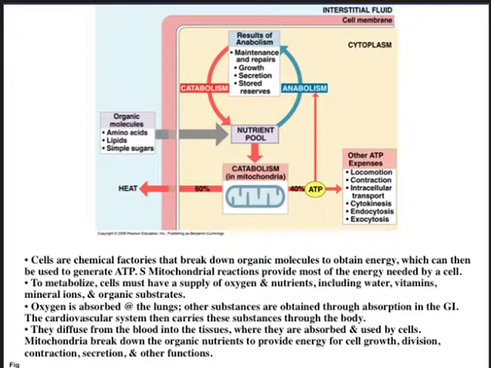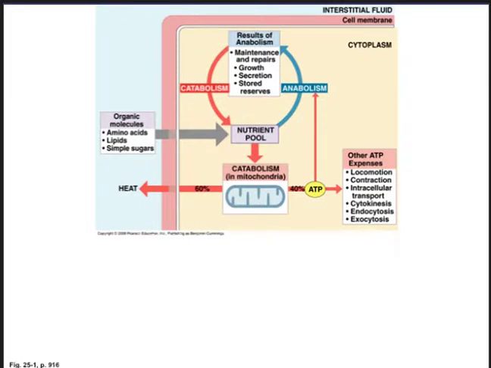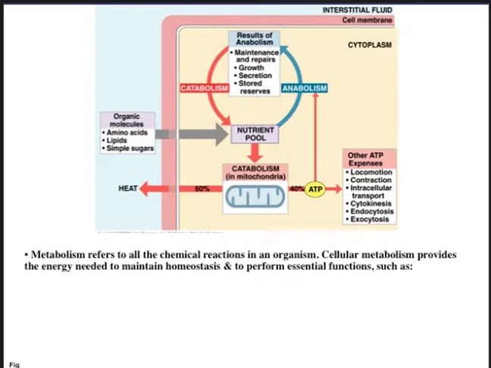These substances diffuse from the blood into the tissues where they're absorbed and used by the cells. The mitochondria break down organic nutrients to provide energy for cell growth, division, contraction, secretion, and other functions. Basically, the life processes. Metabolism refers to all the chemical reactions that take place in an organism. There's tons of chemical reactions going on in every cell in your body right now.